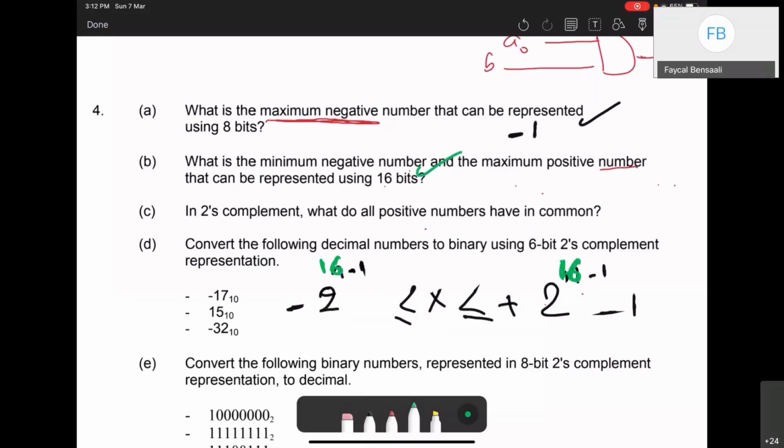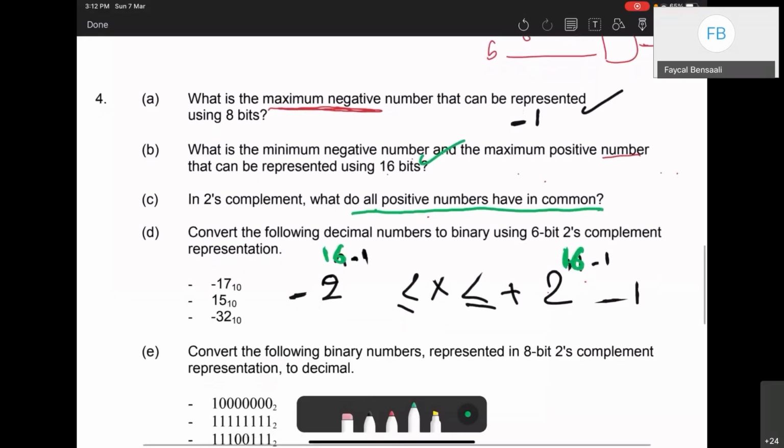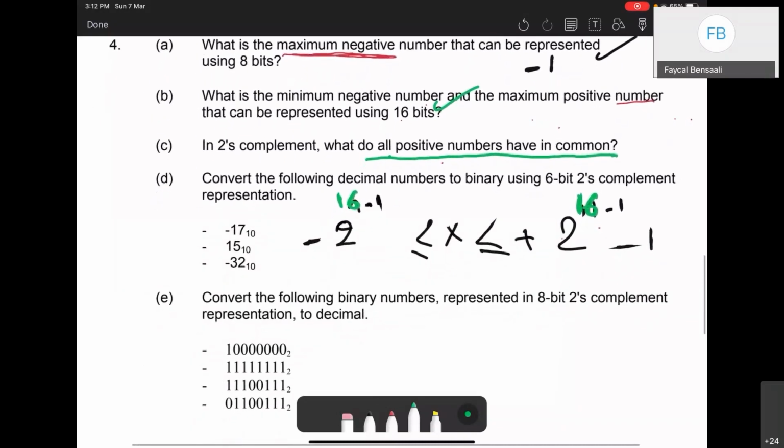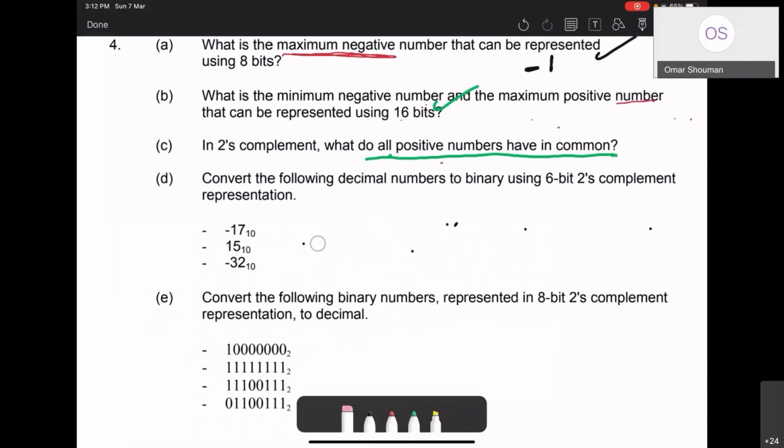In 2's complement, what do all positive numbers have in common? The most bit on the left is 0. Good. So the most significant bit, the MSB, is always 0 for all of them. If the question was about negative numbers, then it's always 1. Okay, good.